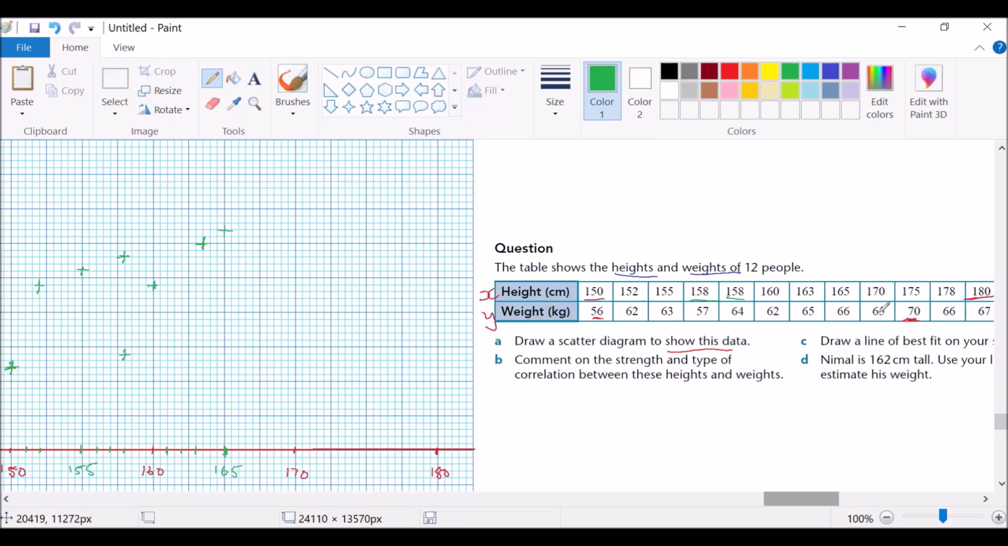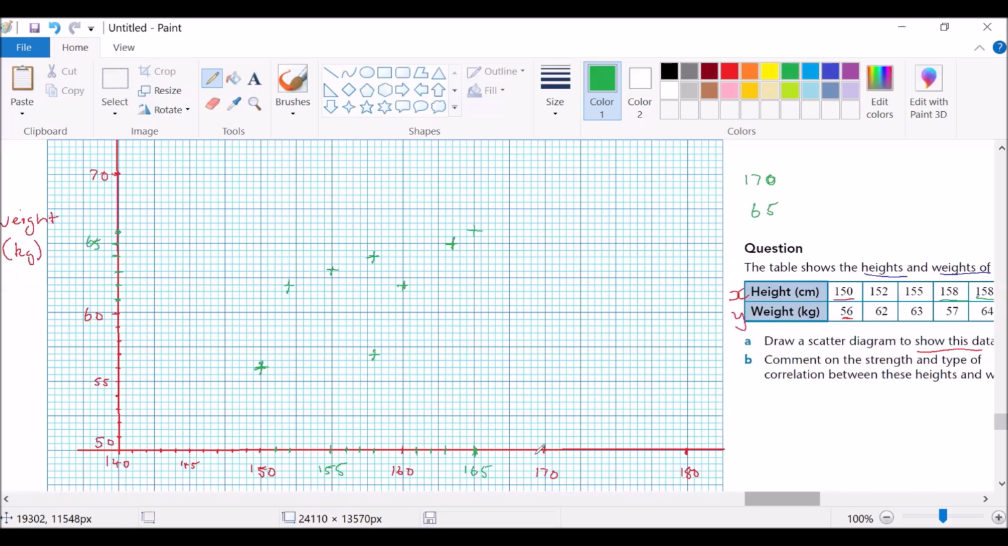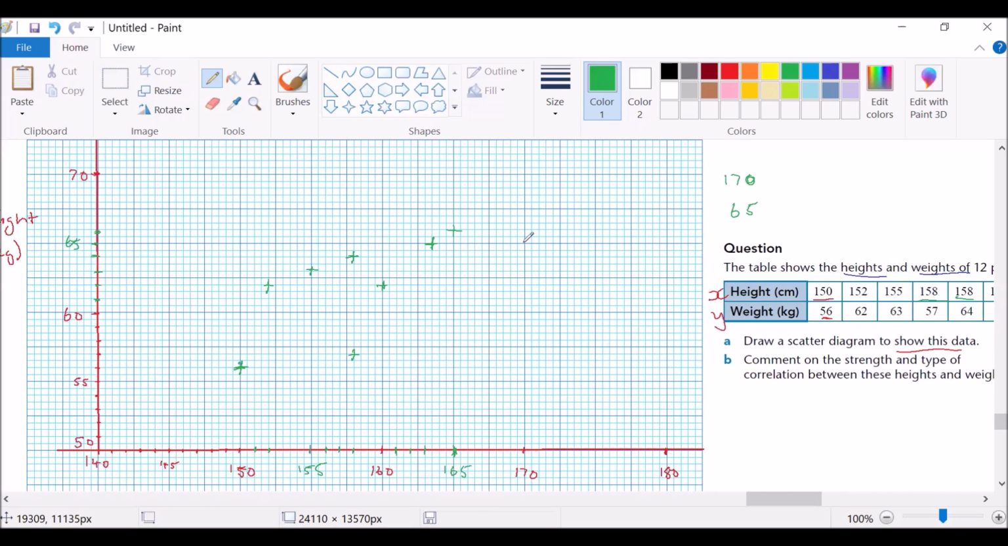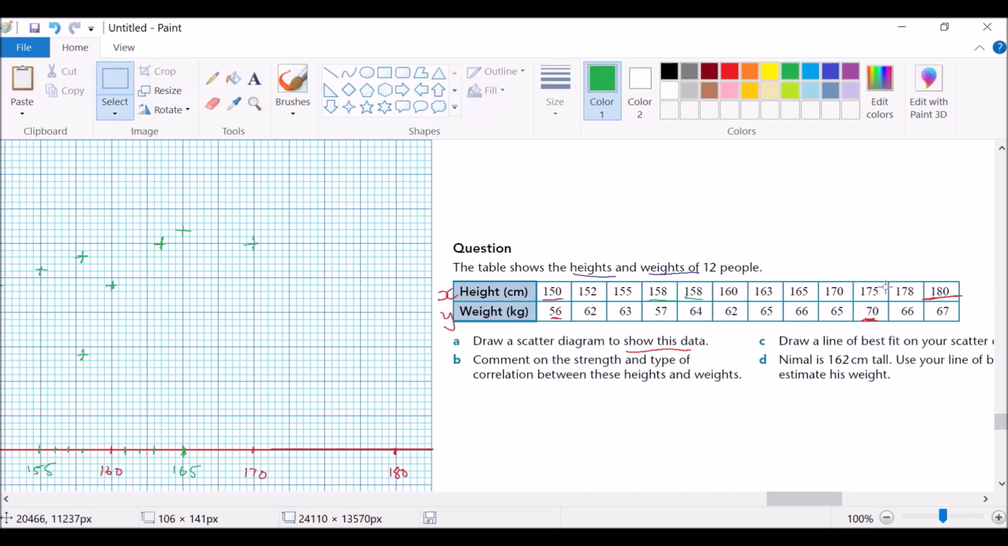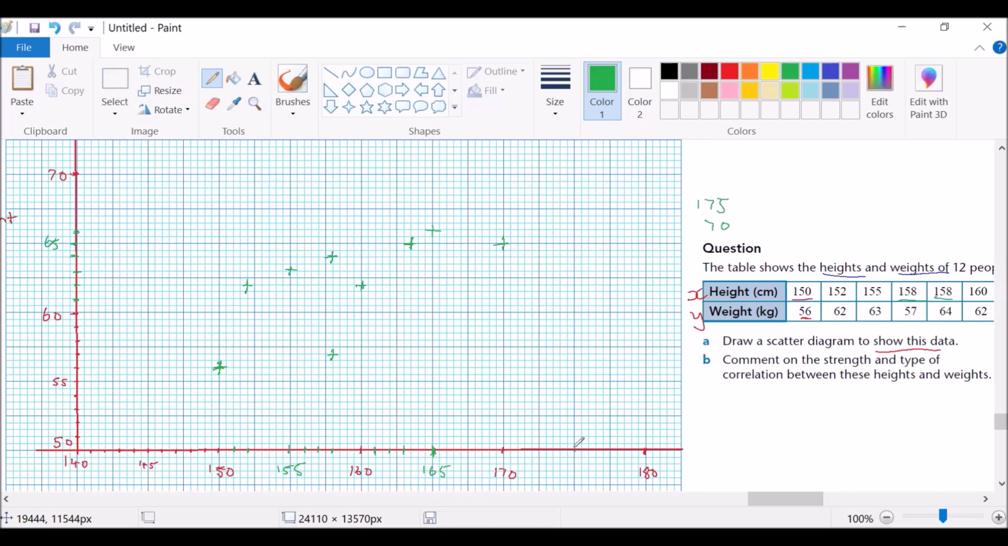Next point is 170, 65. 170 is here. 65 is there. So this is the point we are looking for. Then we have 175, 70. 175 is here. 70 is there. So this is the point.